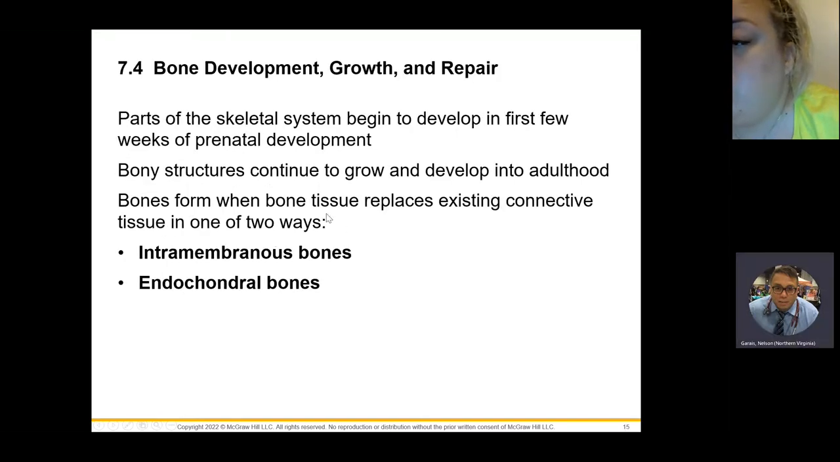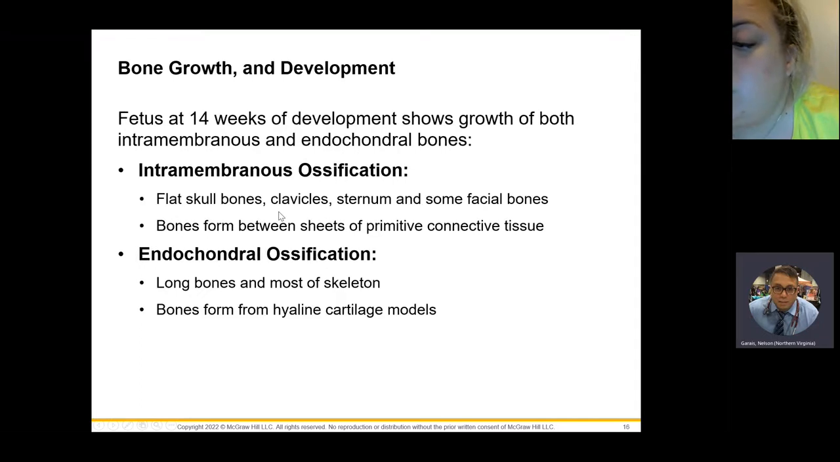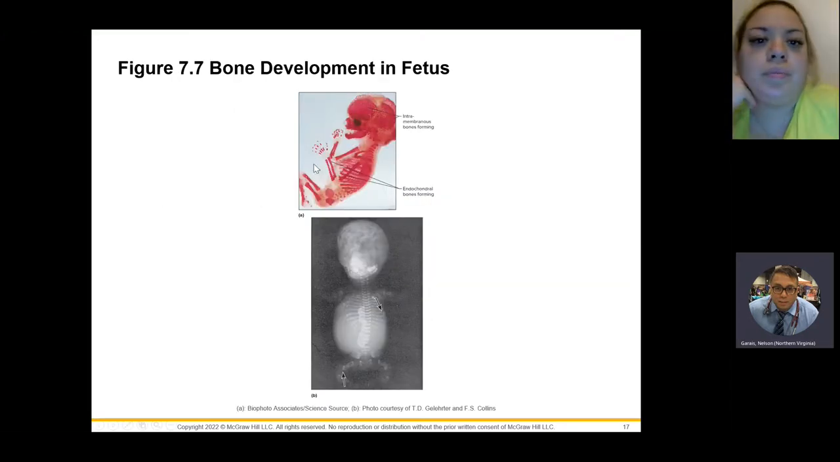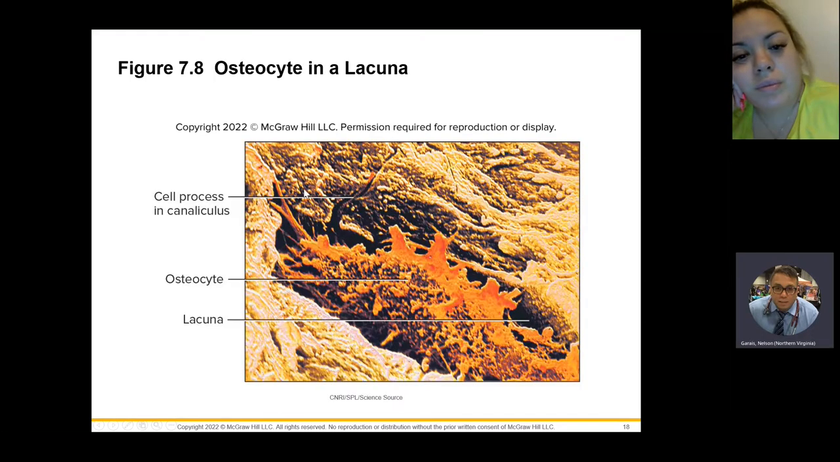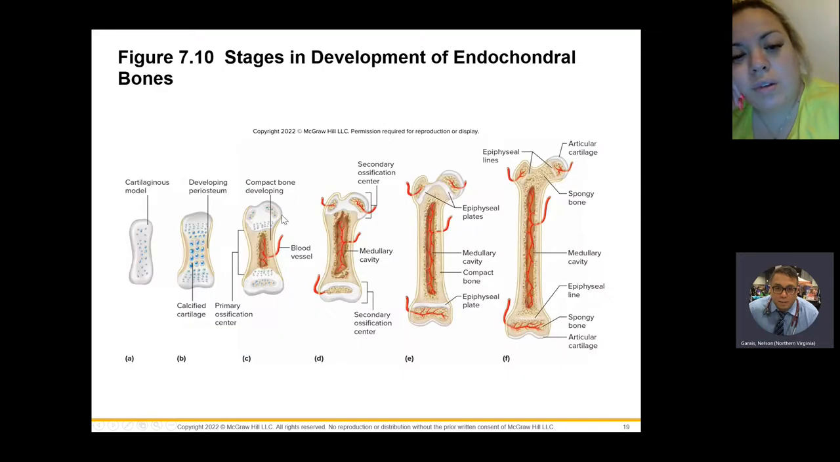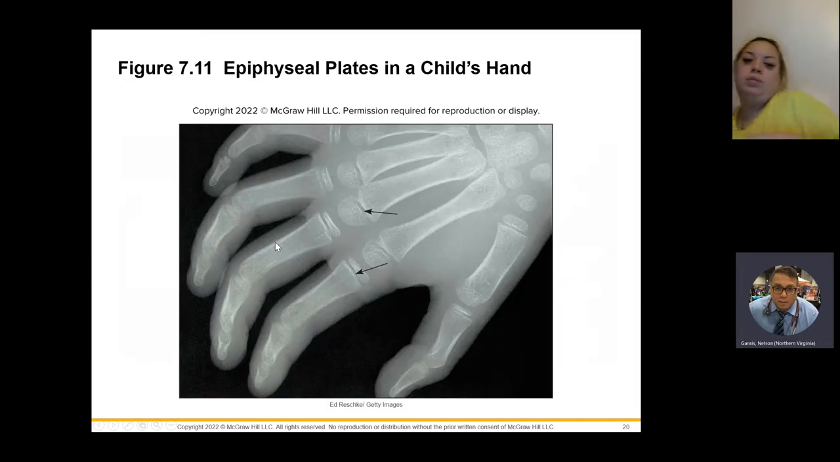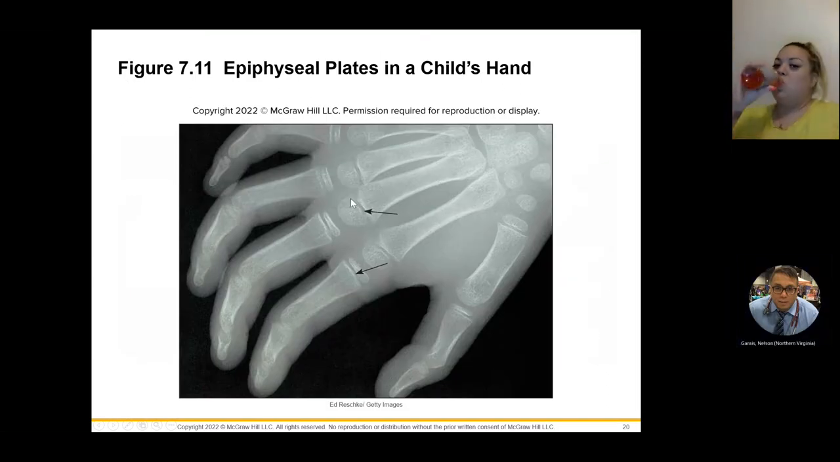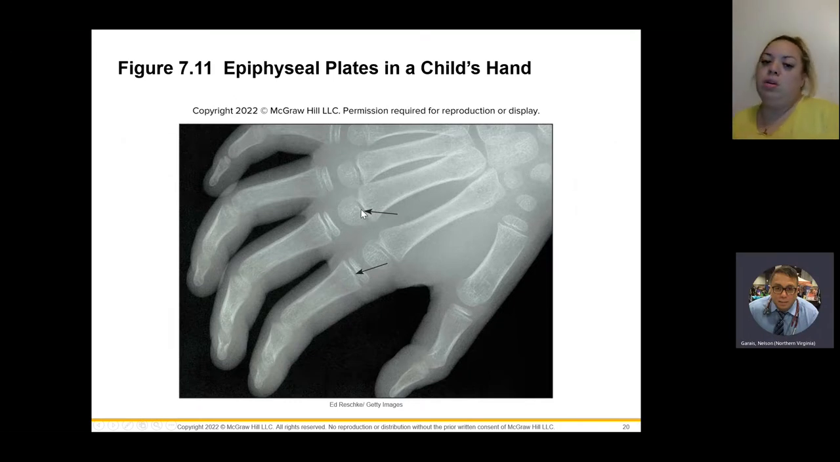Intramembranous bones, endochondral, nice to know, yada, yada, yada. Intramembranous ossification, endochondral ossification. No, this is not a child development class. I don't like that either. This looks like an alien. Oh, epiphyseal plate. You see here? All right? That's a plate. And you see it's kind of clear? When you get older, that plate turns into a line. And that's how you know.